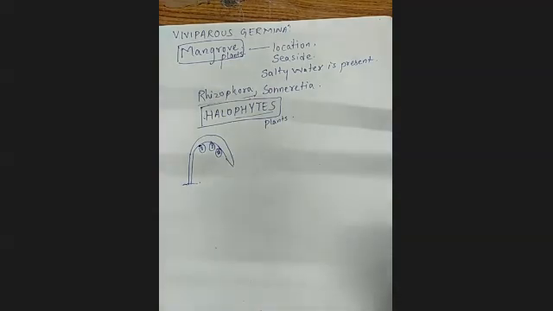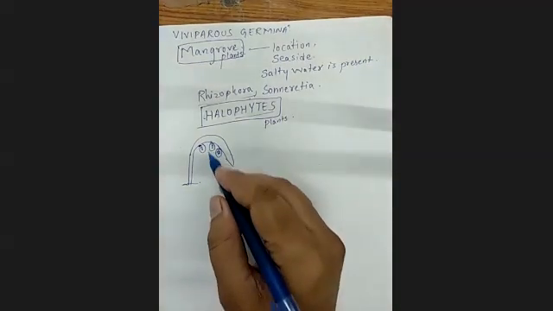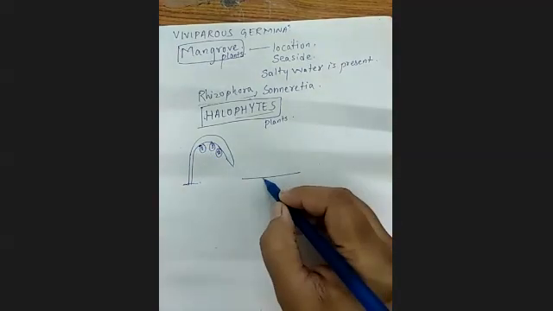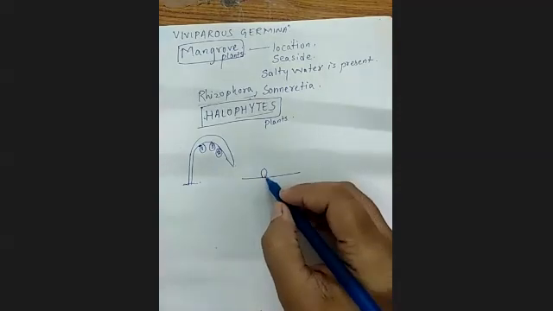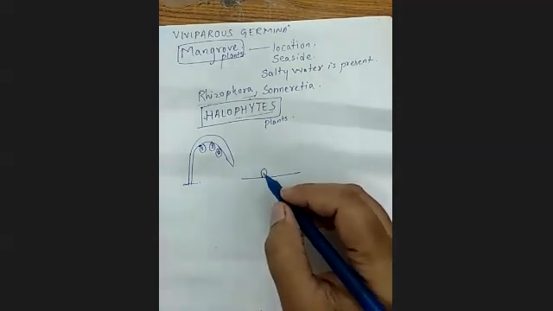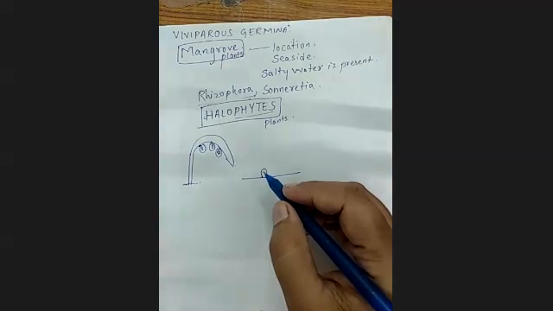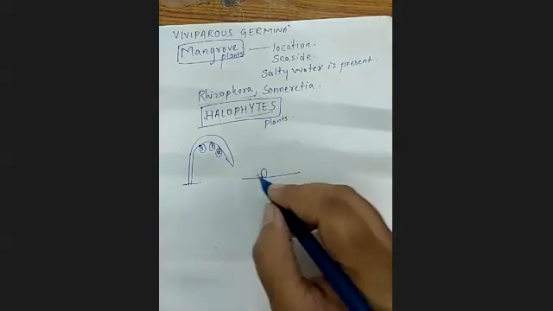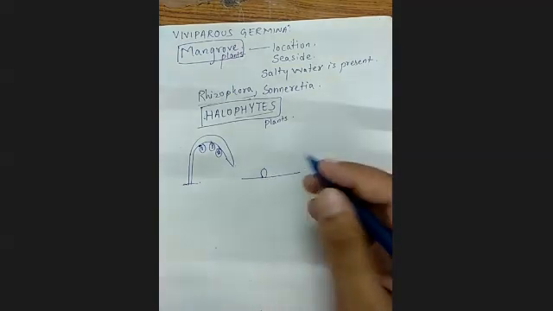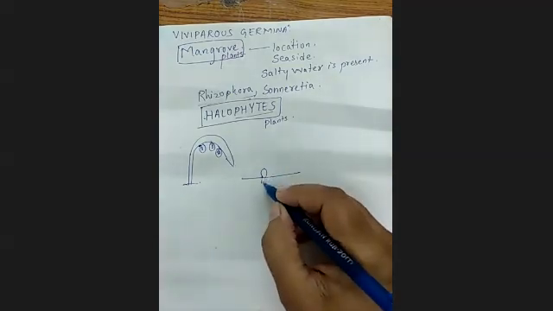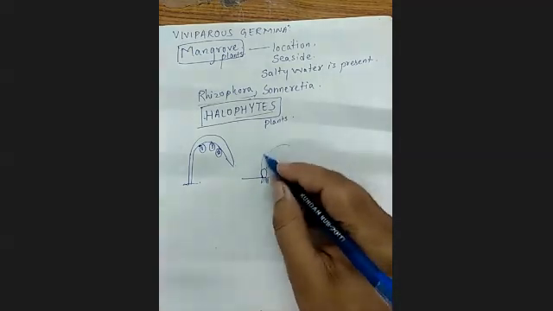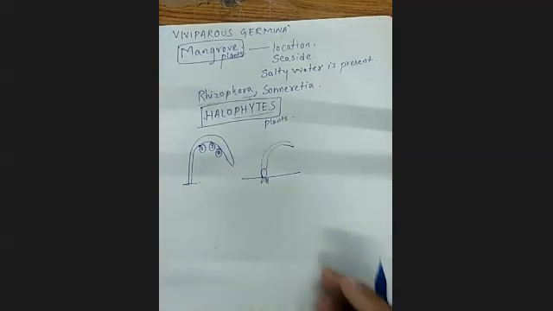Once this germination starts, then this fruit will drop. It already has the growth of radicle and plumule. Then the radicle will start developing the roots, and then it will grow into a new plant. Is it clear to you?